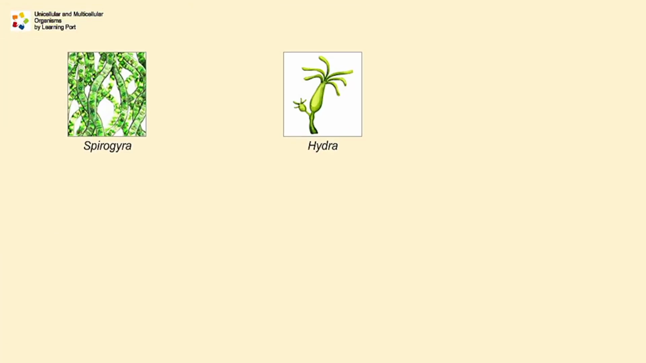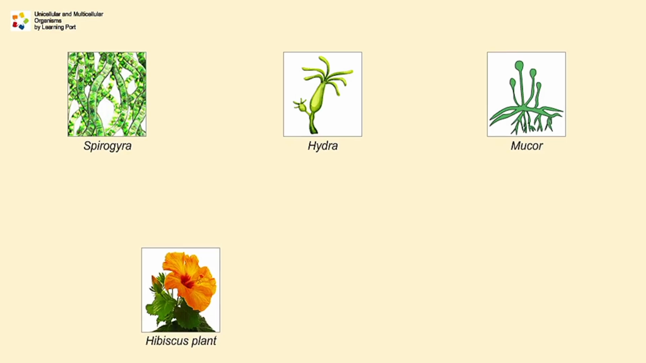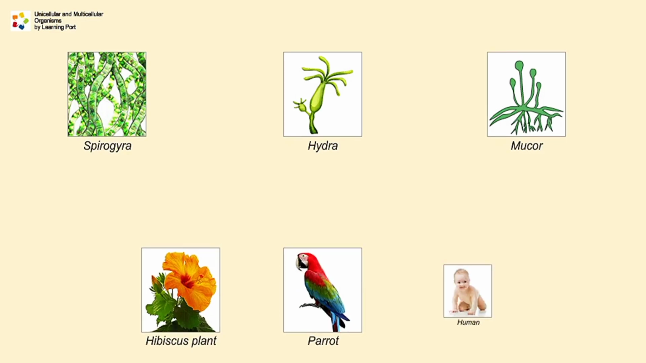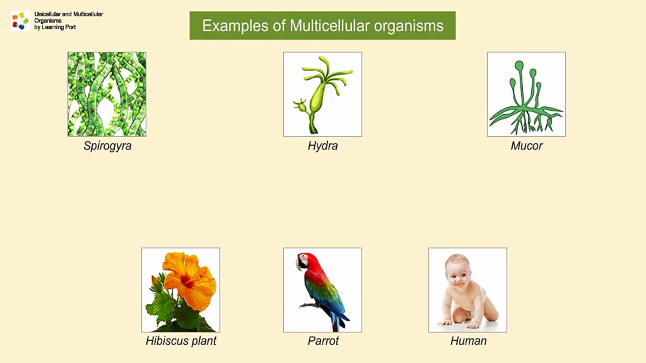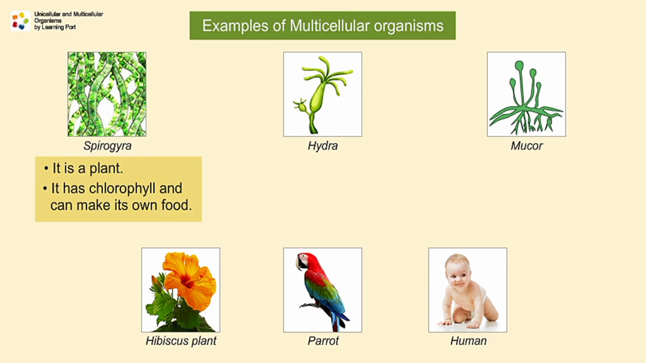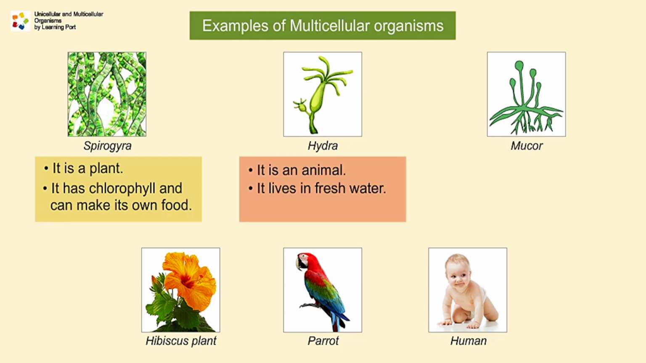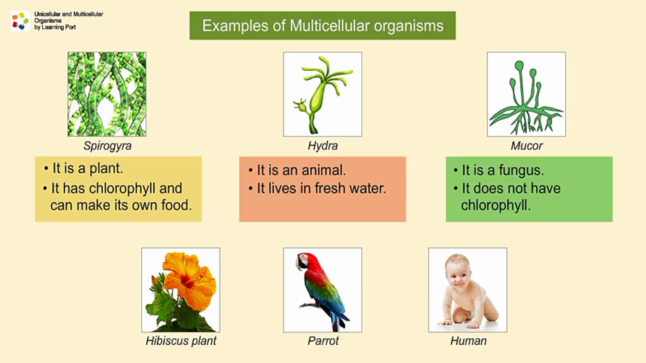Spirogyras, hydras, mucor, hibiscus plants, parrots, and humans are some examples of multicellular organisms. A spirogyra is a plant with chlorophyll, and it can make its own food. A hydra is an animal and lives in fresh water. A mucor is a fungus, and it does not have chlorophyll.